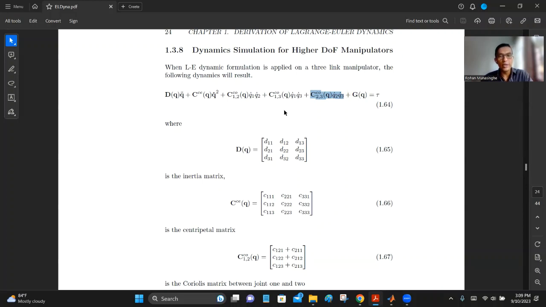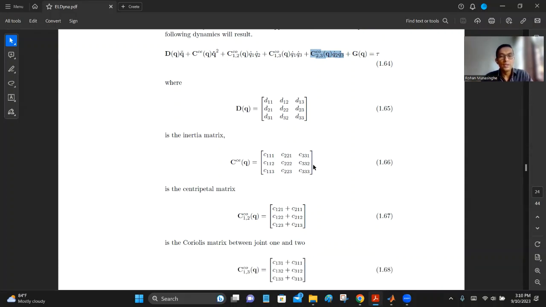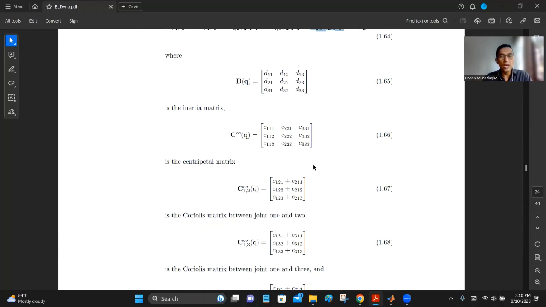So in a 3-link manipulator, we are discussing right now a 3-link manipulator, the D(q) will look like this: D11 to D33, altogether 9 elements. Okay, 9 elements. And how many Christoffel symbols do you have? Can anybody guess? Earlier with 2 links, we had 8 Christoffel symbols. How many this time with 3 links?